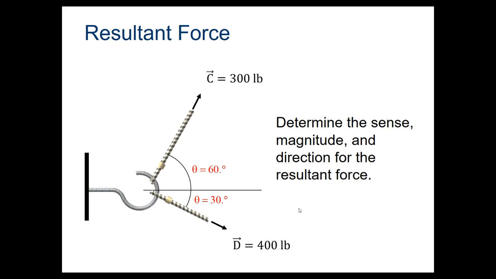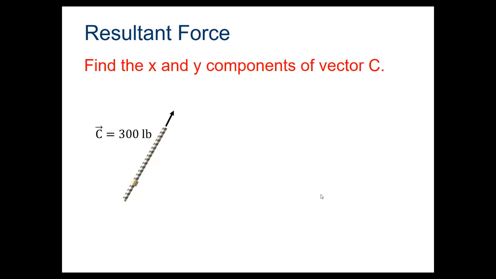And so we're going to start this the same way we did in the previous video by finding the x and y components of each of these two vectors. So we're going to look at C first and find its x and y components, and then we'll do the same thing for D. And then we're going to add together the x components and add together the y components to see what the overall resultant force is on this hook.